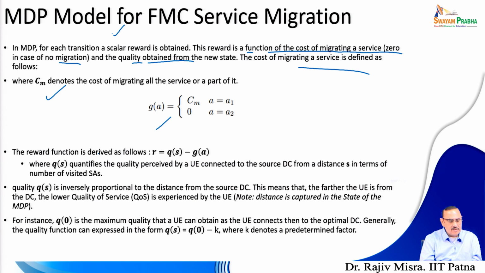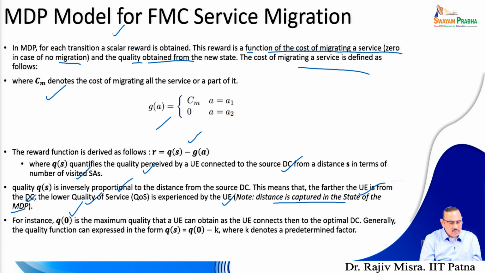So, the reward function is derived as follows: R is equal to Q(S), that is the state transition, minus G(A), where Q(S) is the quality perceived by the user connected to the source data center from a distance S in terms of number of visited service areas. Q(S) is inversely proportional to the distance from the source data center. This means that the farther the UE is from the data center, the lower the quality of service experienced by the user equipment. Note that the distance is captured by the state of the MDP.